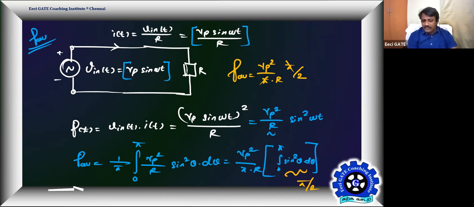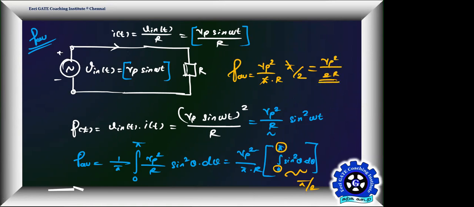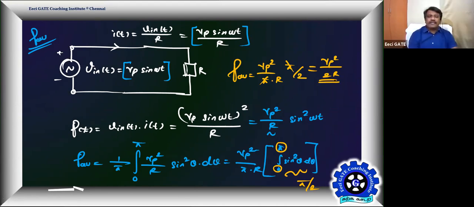But the limits are 0 to pi only, not 0 to 2 pi. Then it is pi by 2. Exploiting this directly, one can say it is Vp square by 2R. Therefore, the average power delivered by any periodic AC sine wave is equal to Vp square by 2R. That is what we are calling the effective power delivered by the AC source.